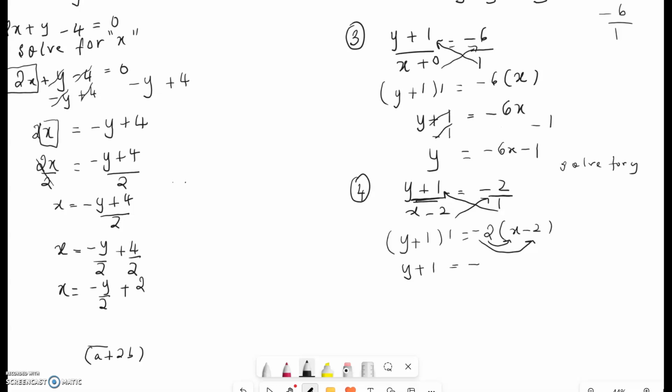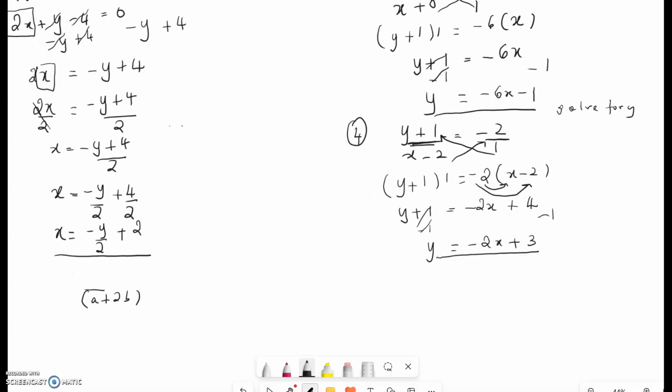Be careful with the signs. Negative 2 times x is negative 2x. Negative 2 times negative 2 is positive 4. Next, we have to solve for y. So that is get y by itself, which means I need to get rid of the plus 1. The only way to do that is by subtracting 1. Plus 1 minus 1 is a 0. Y plus 0 is a y, equals negative 2x plus 4 minus 1, which is equal to 3. So we've solved for y. As soon as you get y by itself, you're done.